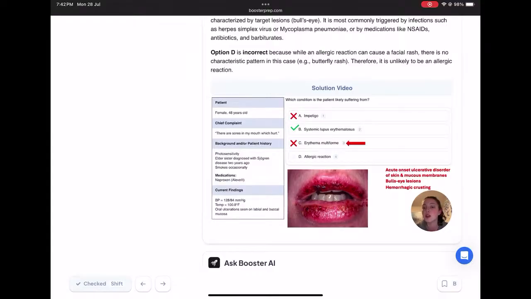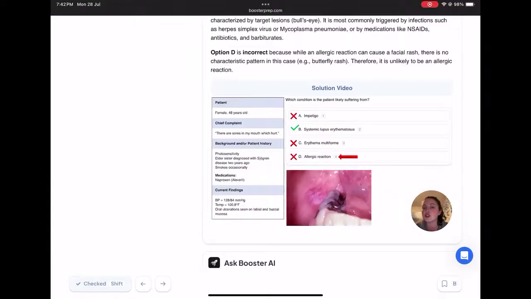Both can cause a fever and oral ulcerations, but erythema multiforme would not cause photosensitivity, the characteristic malar rash, and it is not associated with Sjogren's syndrome. And although the question doesn't specify the presentation of these oral ulcerations, the ulcerations seen in the 2 conditions do present very differently. Patients with EM would also present with the characteristic hemorrhagic crusting and bullseye lesions that we did not see in our patient, so we knew that this answer choice was incorrect.